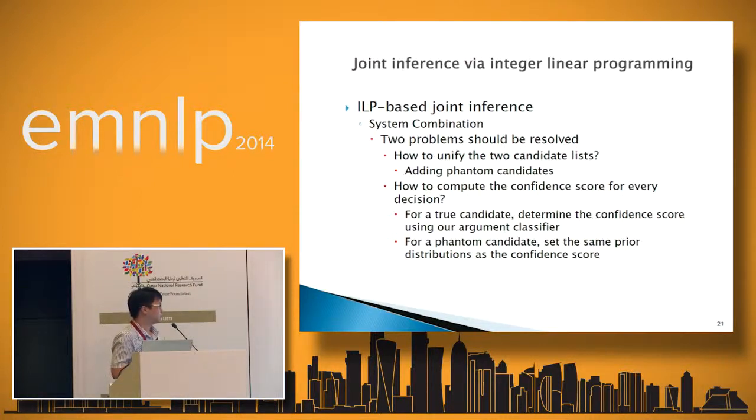And we also assign a different confidence score for each constituent. If it is a true candidate obtained from the original parse tree, then we will use the confidence score from the argument classifier, whereas if it is an artificial candidate, we will set it to some predetermined prior distribution value instead of the argument classifier confidence score.